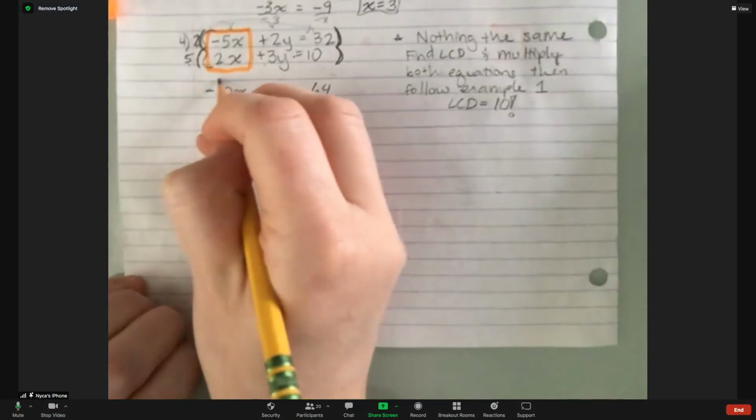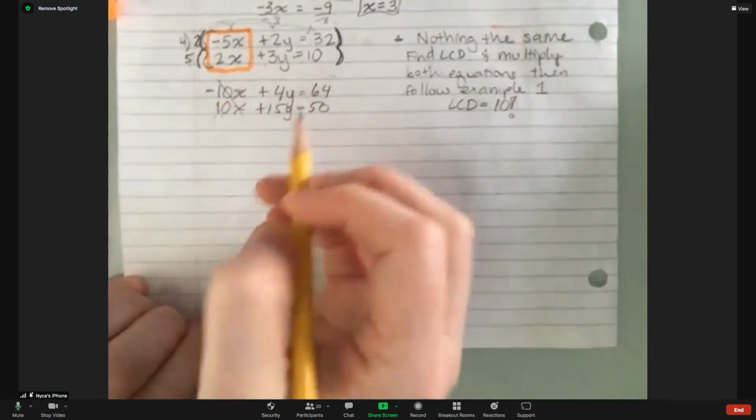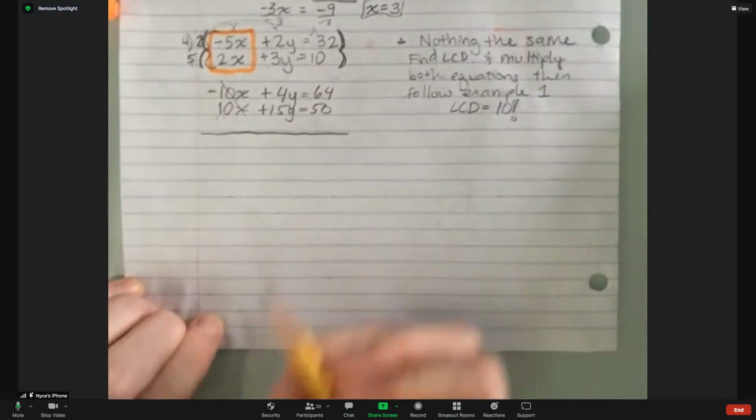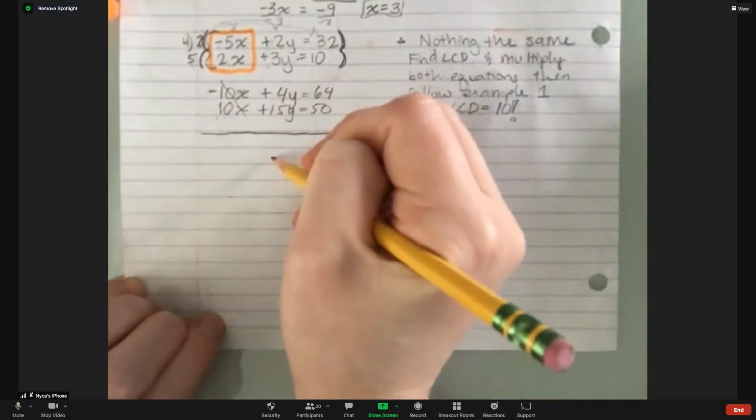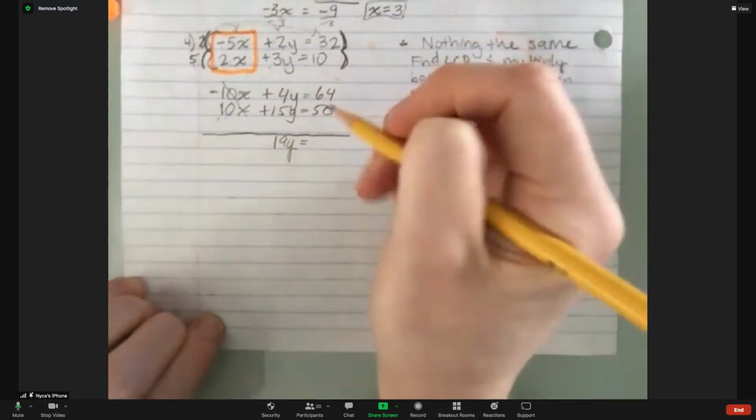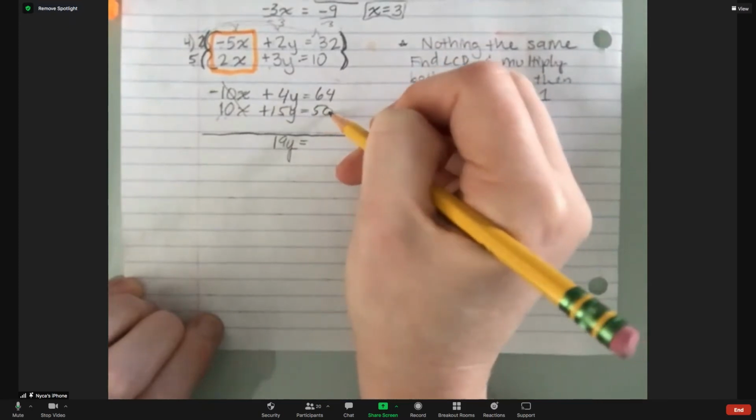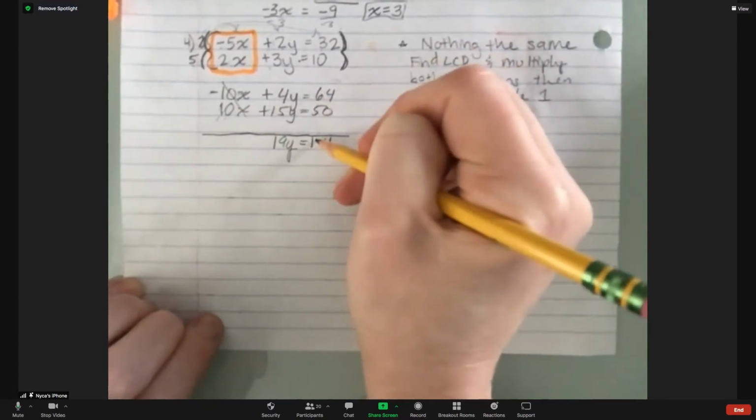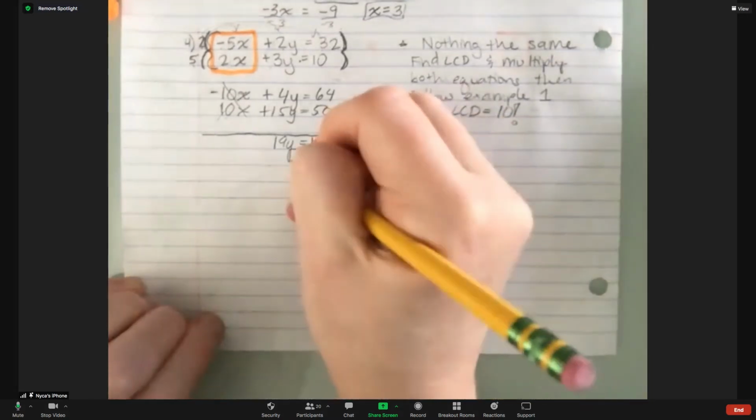Now at this point, I'm back to square one. I spot my elimination right here because lost 10, found 10 makes 0. I'm going to draw my line so that I know I'm using elimination, and I'm going to add the terms. 15 plus 4 is 19y. And then you have 64 plus 50, which is 114. So now you have 114 divided by 19. When you divide it, you should get that y is equal to 6.